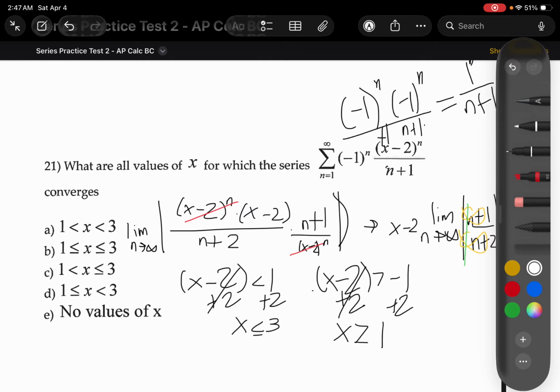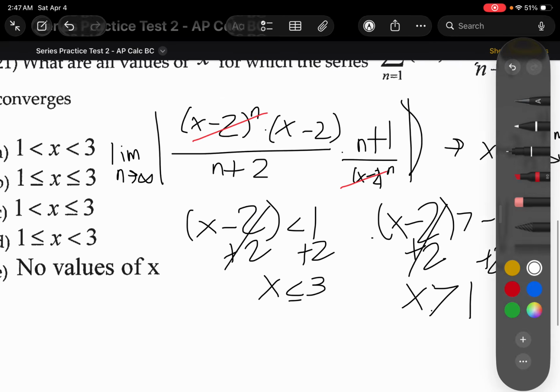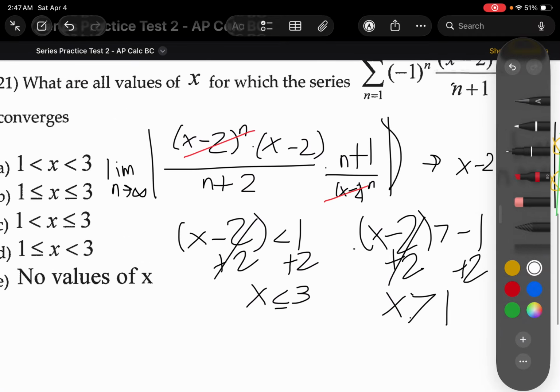So it's not going to be x is greater than or equal to 1. It's just going to be x is greater than 1, since we must have it converge. All right? So let's see. Our answer is going to be C.